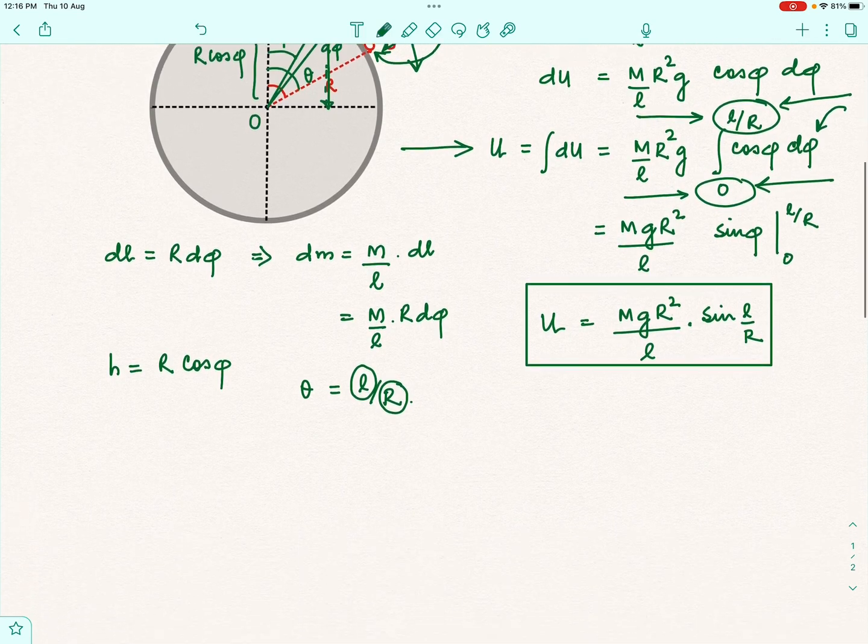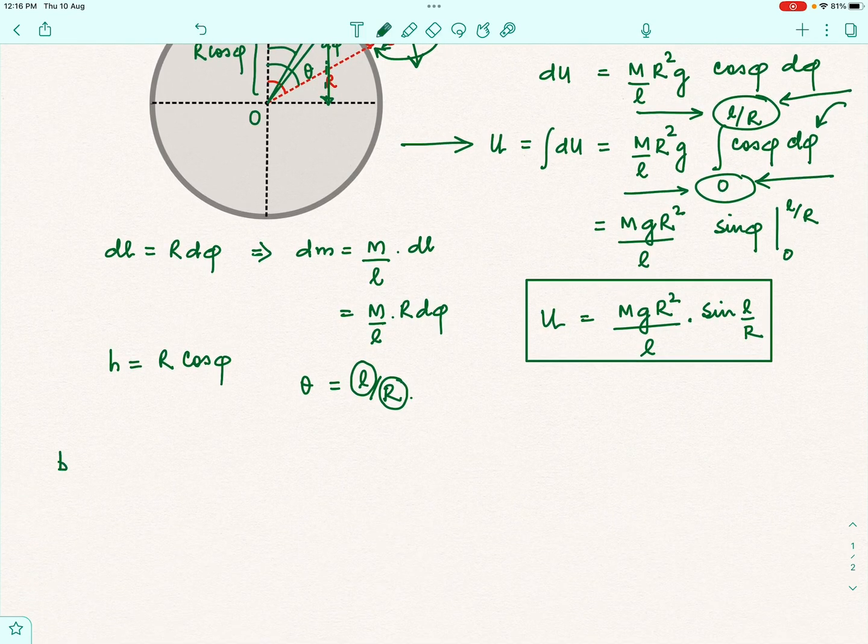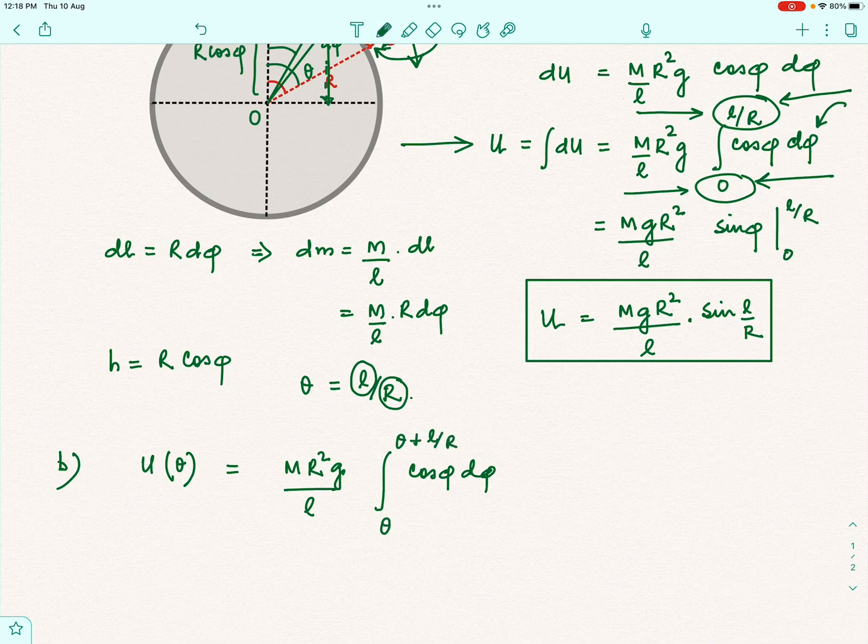So, all we need to do here to find out the final potential energy U2, let us call it, or U at an angle theta, can we say it will be nothing but the same integral that we have obtained there, m r squared g by L, integral of cos phi d phi. It's just that the limits of integration will be from theta to theta plus L by R for the whole chain to have slid through an angle theta.